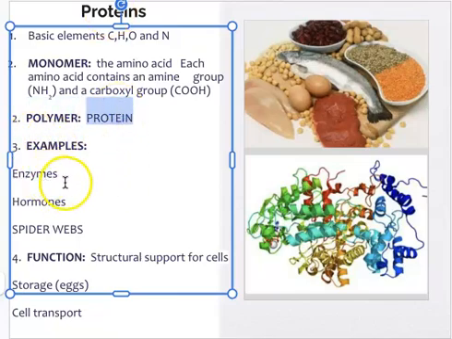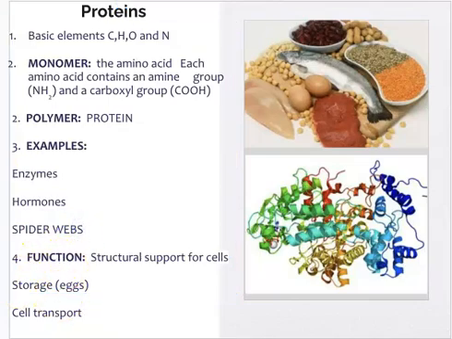Some examples include enzymes. We talk about enzymes here in the next week. We're going to be doing some fun labs with enzymes. I'm sure you've heard that word before. Hormones regulate different parts of your body functions. And of course, spider webs are a good example of a protein. The functions of proteins are structural support for cells, storage, and cell transport.